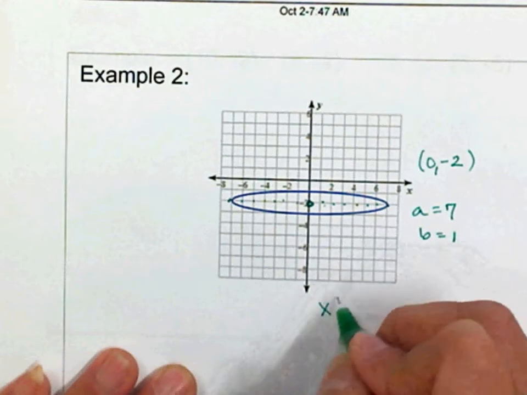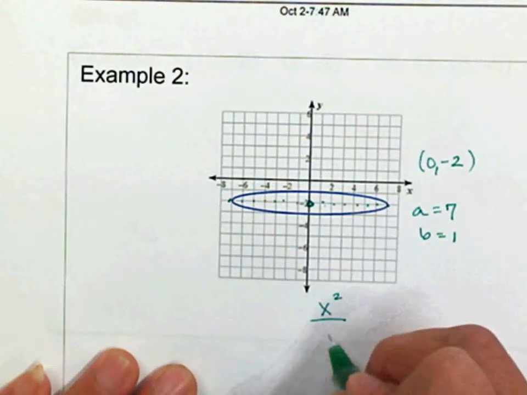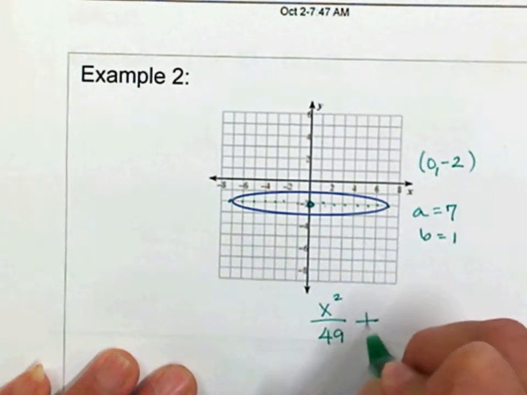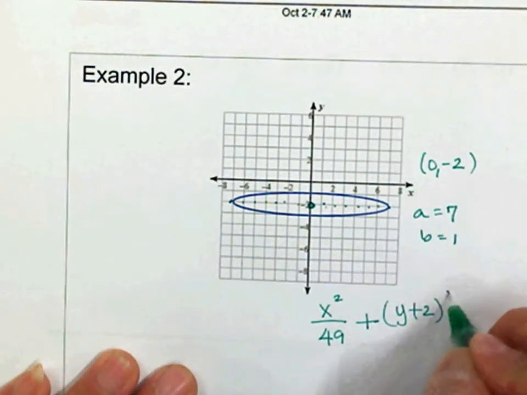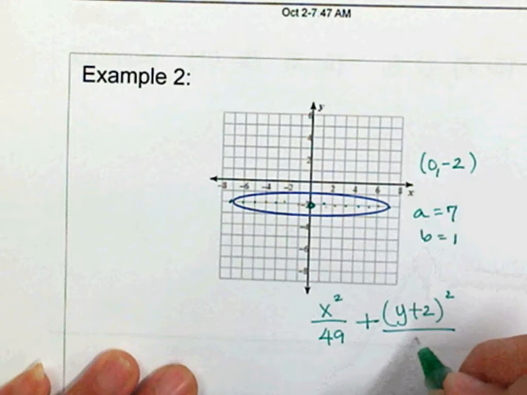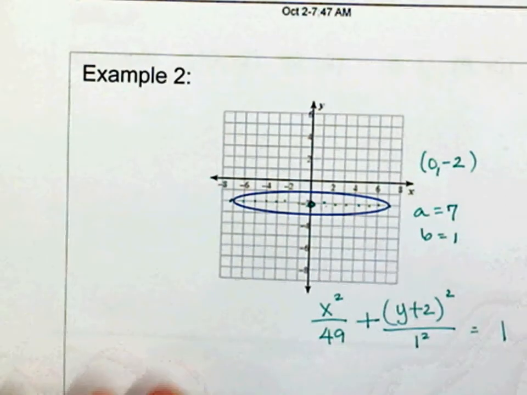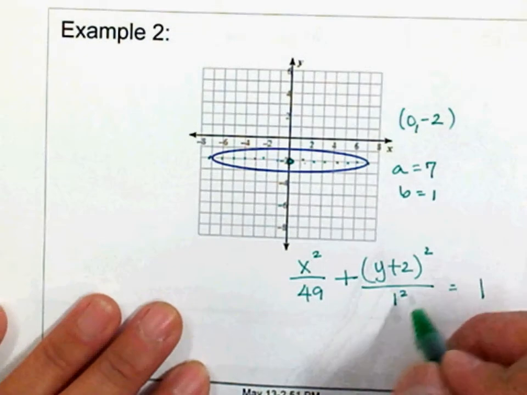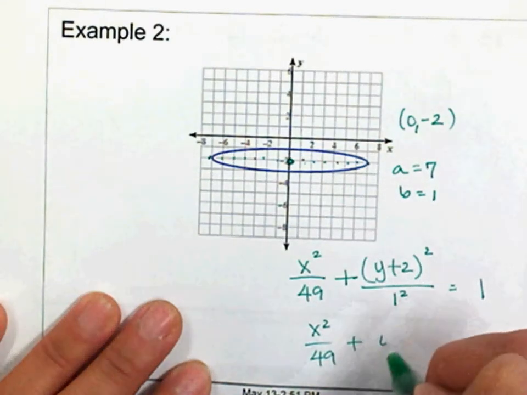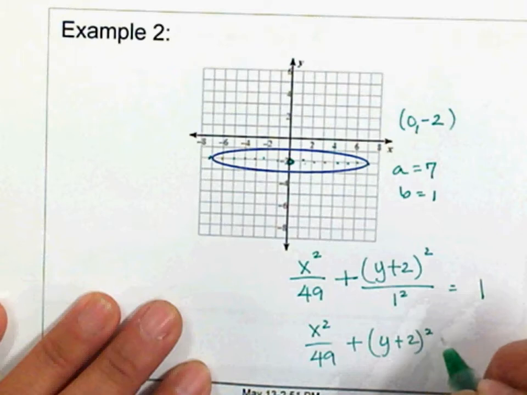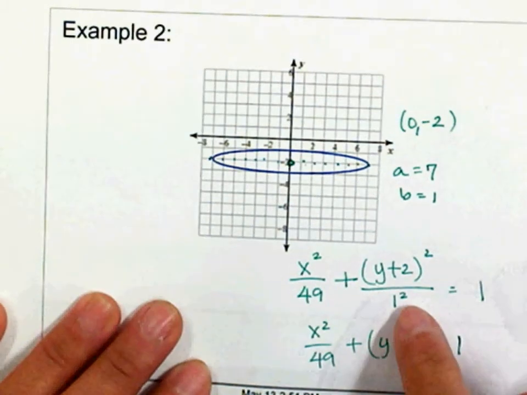X, you don't have to write the 0, over 7 squared, which is 49, plus y, opposite of negative 2 is positive 2 squared with parentheses, over 1 squared, which is 1, and there's your 1. You can also write it like this, x squared over 49 plus y plus 2 squared over 1, because you don't ever have to write that 1 squared. Okay?